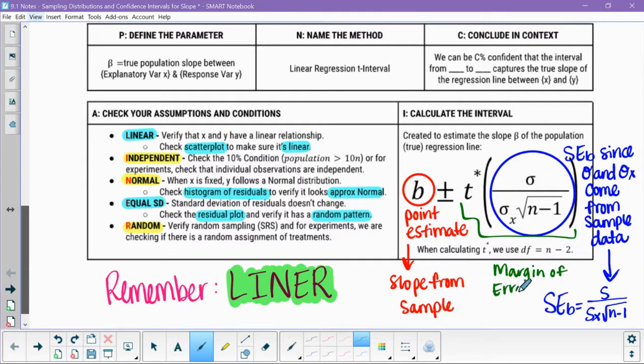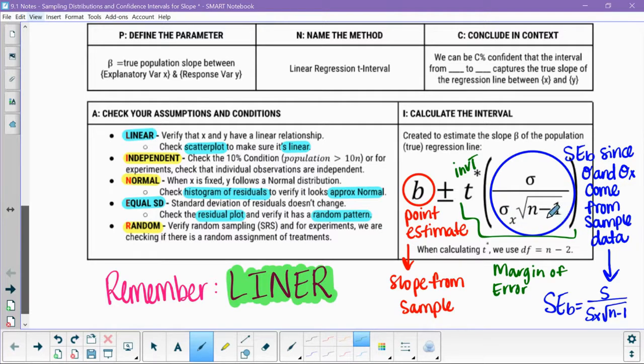t star times a standard error. So b is going to be our point estimate. That's going to be the slope from our sample. T star, we're going to use inverse t to find this. And then we have our standard error.